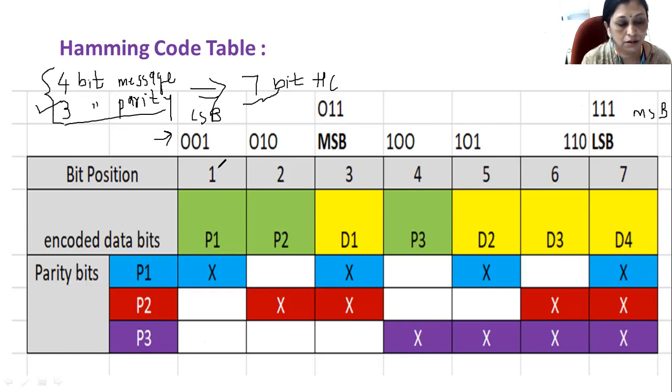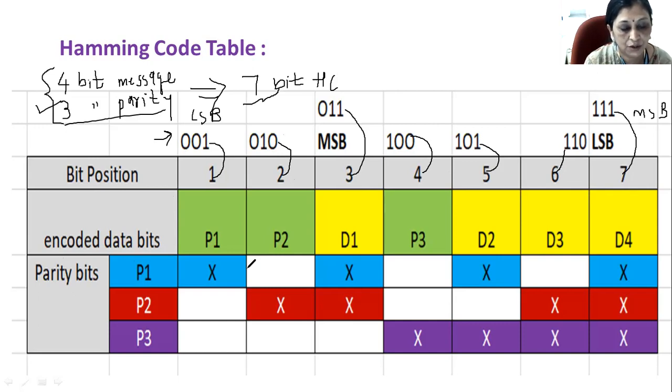Okay, so let us write the binary equivalent of each digit position. The binary equivalent of digit position 1 is 001. That of 2 is 010. That of 3 is 011. That of 4 is 100. That of 5 is 101. That of 6 is 110. And that of 7 is 111. So like this, you have to write the binary equivalent of the bit positions.